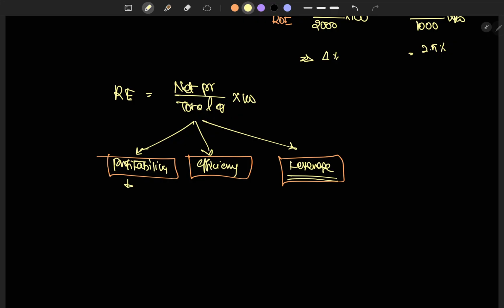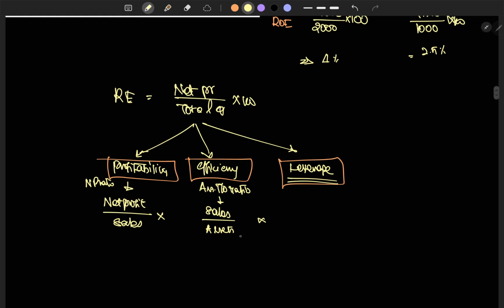Now we have profitability, efficiency, and leverage. The profitability formula is net profit divided by sales, which is the net profit ratio. The efficiency is the asset turnover ratio, which is sales divided by assets. With the assets we have, how much sales have we generated? That's what the asset turnover ratio signifies.